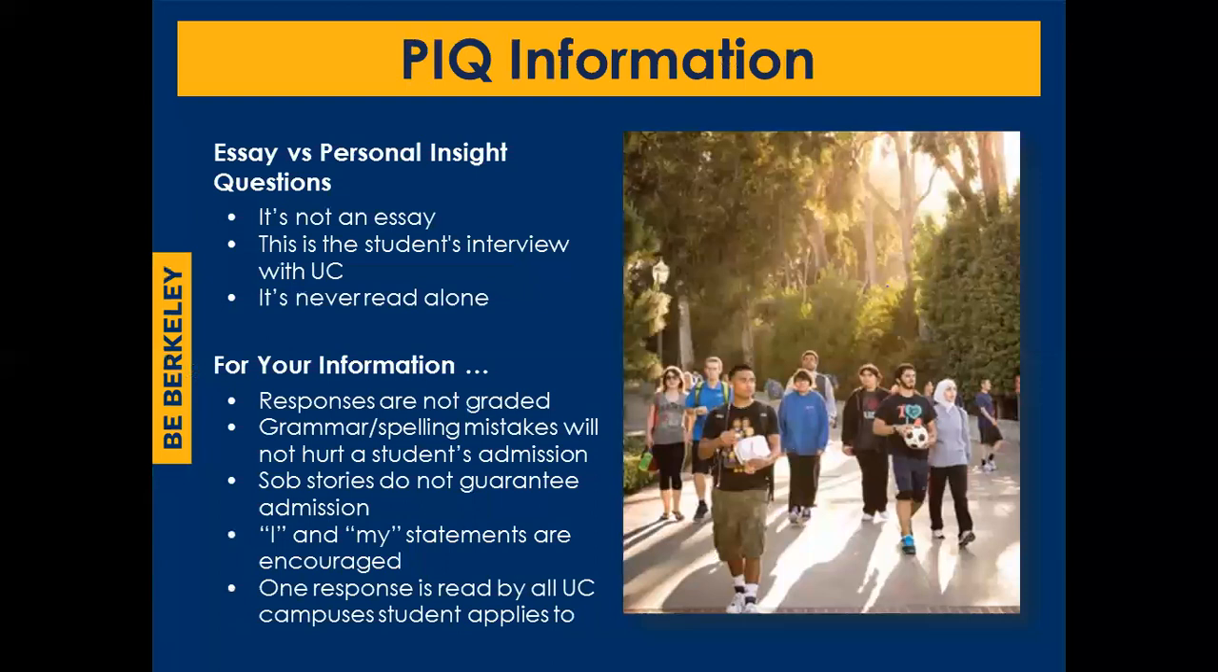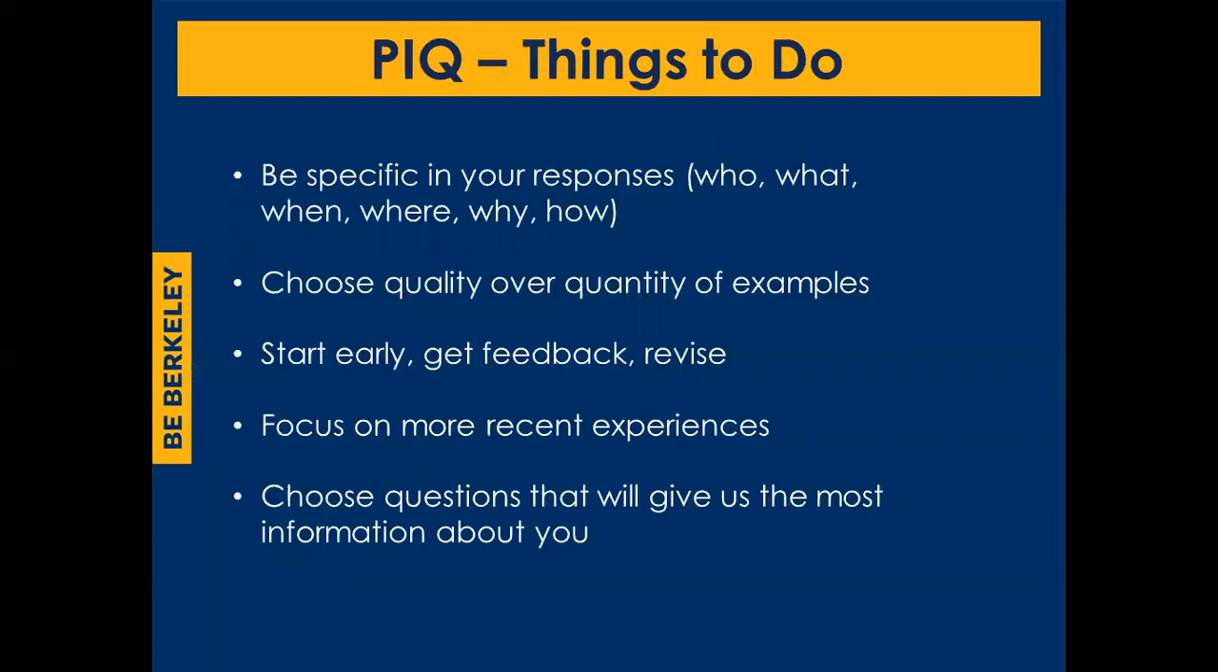And keep in mind that one response is read by all the UC campuses that the student applies to, so you're not writing individual responses for every UC that you apply to, but you're going to write those same 4 responses you choose in the application, and every campus is going to use those responses in reviewing your application. So you just want to remain neutral. We'll talk a little bit about that.